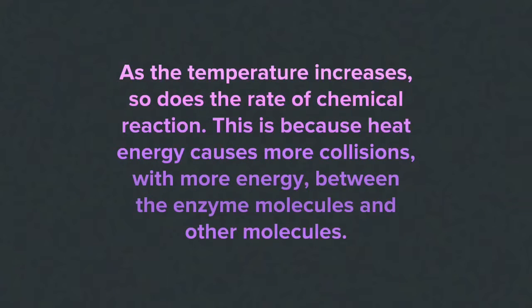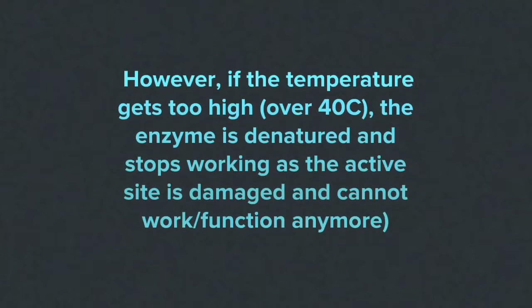So, as the temperature increases, so does the rate of chemical reaction. This is because heat energy causes more collisions with more energy between the enzyme molecules and other molecules. However, if the temperature gets too high, over 40 degrees, the enzyme is denatured and stops working as the active site is damaged and cannot function anymore.